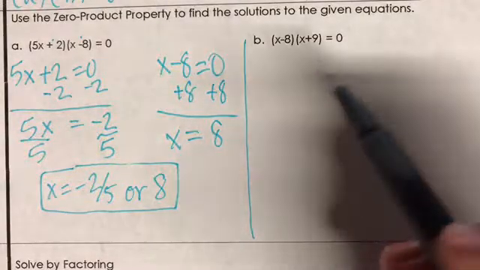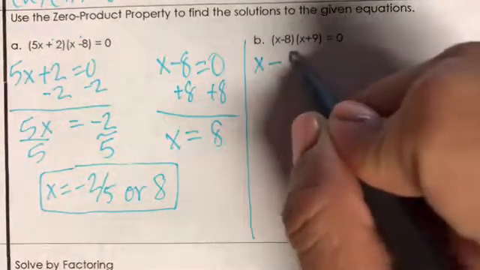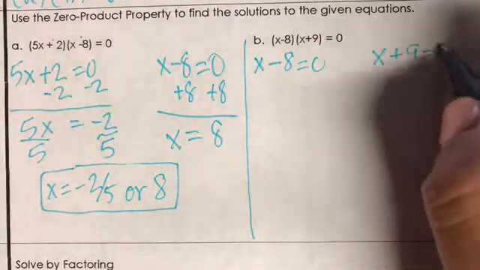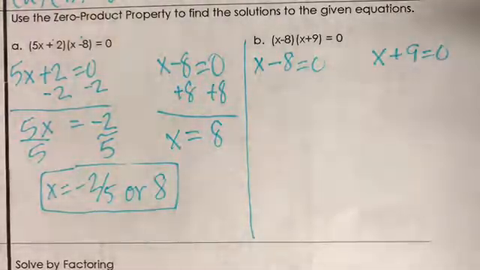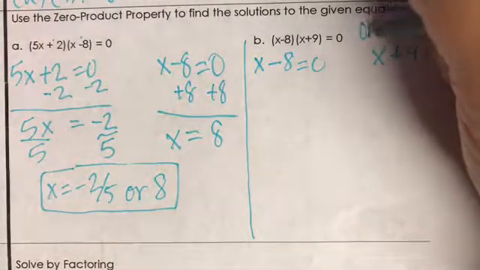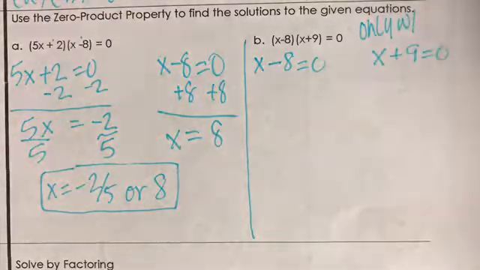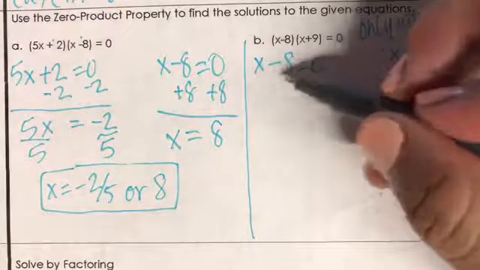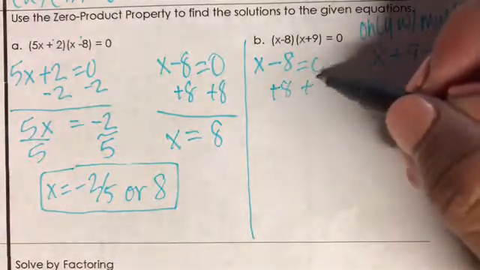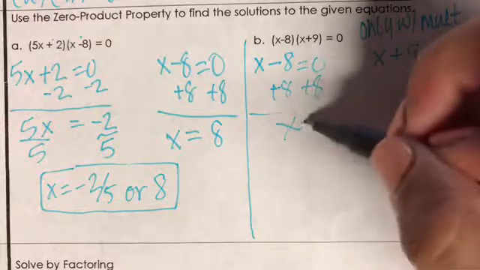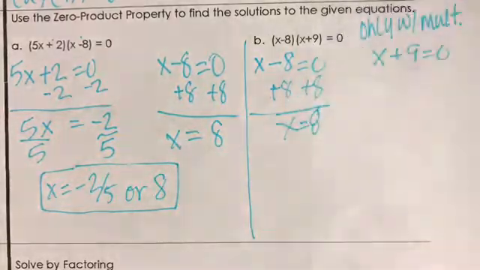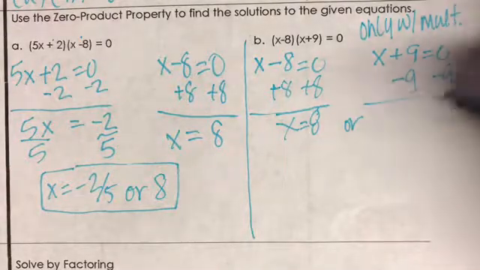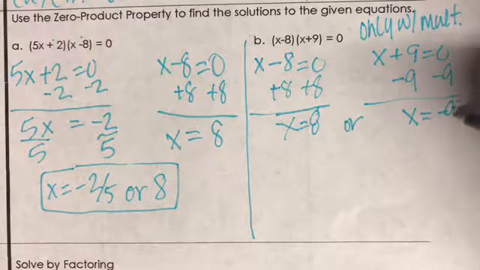Each of these is going to be set equal to 0, and that's because of the commutative property, and it's only with multiplication. For the first one, add 8 to both sides, x equals 8. Or, if I subtract 9 from both sides on the second, x equals negative 9.